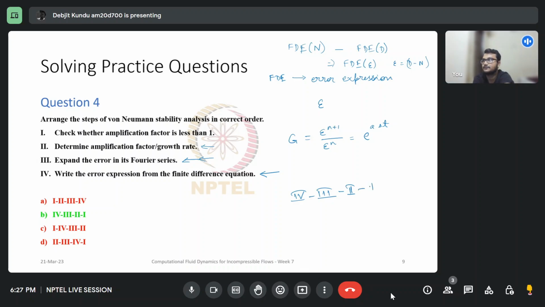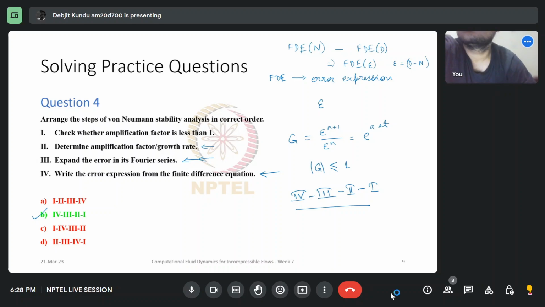And in the final step, we check whether this amplification factor is greater than 1 or less than 1. So we take the modulus of it, the absolute value of the amplification factor, and that should be less than or equal to 1. So our correct order of steps would be 4, 3, 2, 1, which is given by this option B. So option B indeed is the correct solution, right? Okay, so let's move on.